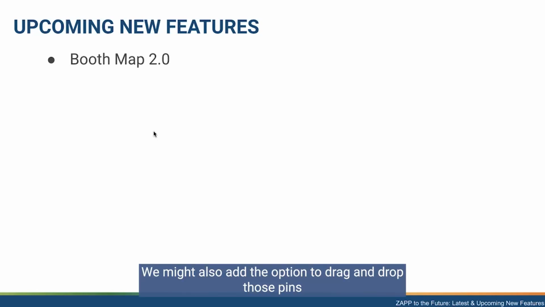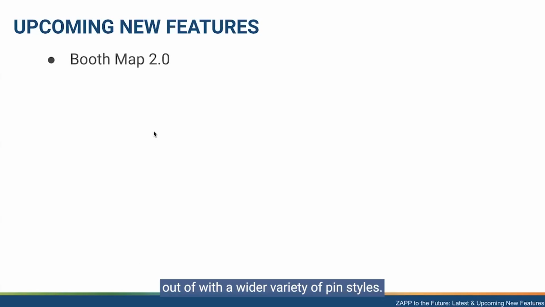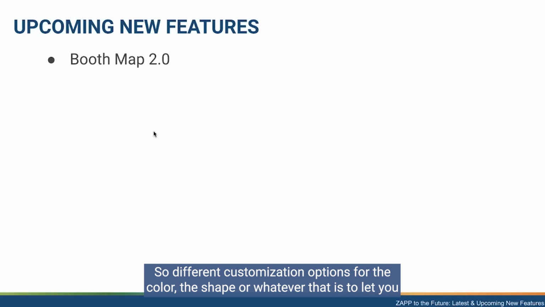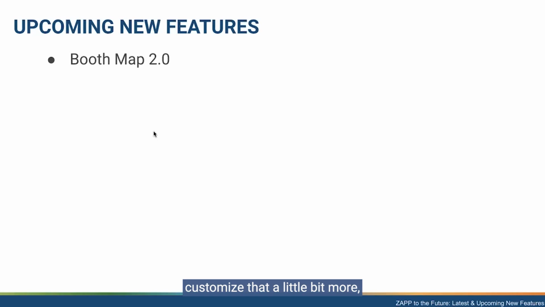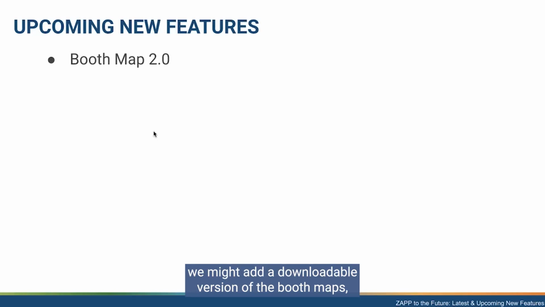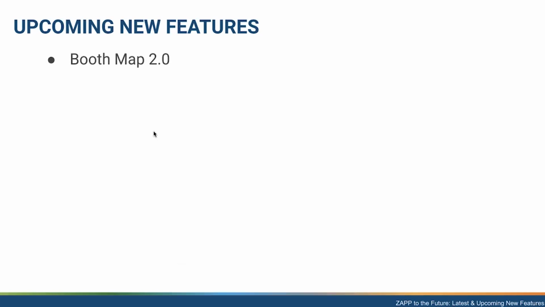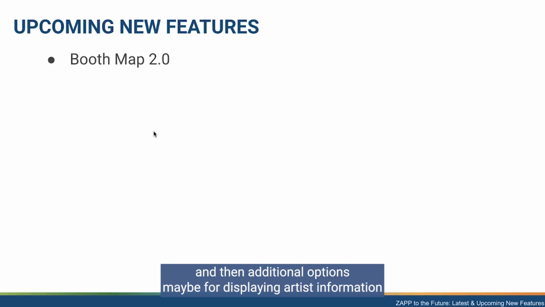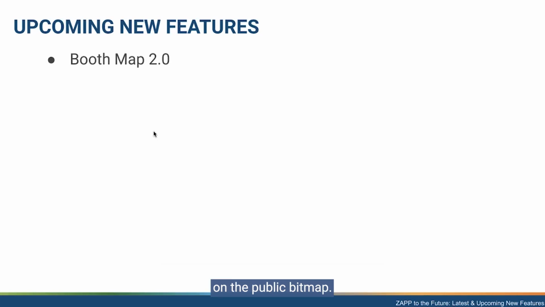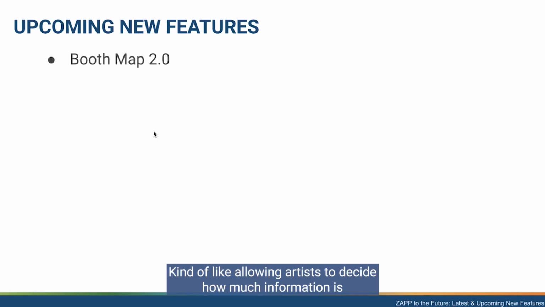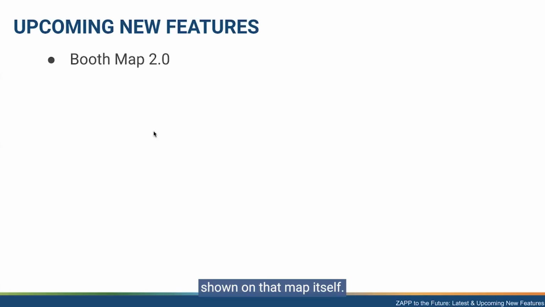We might also add the option to drag and drop those pins out of a wider variety of pin styles, so different customization options for the color, the shape, or whatever that is, to let you customize that a little bit more. We might add a downloadable version of the booth map. So once you've assigned everyone, you can then download it and print it so you can have those assignments saved. And then additional options maybe for displaying artist information on the public booth map, kind of allowing artists to decide how much information is shown on that booth map itself.